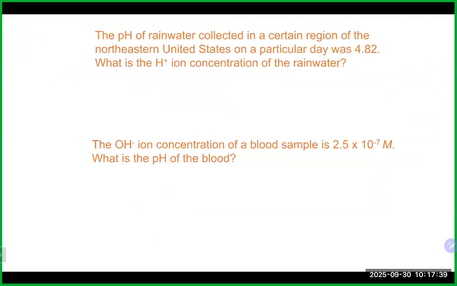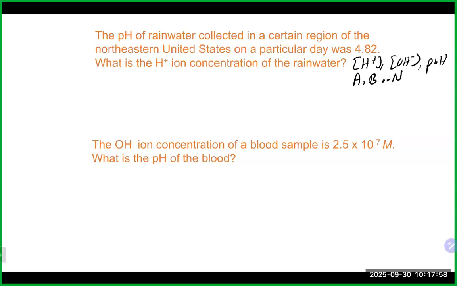All right, so let's try it here. The pH of rainwater is 4.82. Let's just try out all of our calculations here. Let's calculate, like it says, the H plus concentration. Let's do the OH minus concentration. Let's do the pOH, and is it acidic, basic, or neutral?